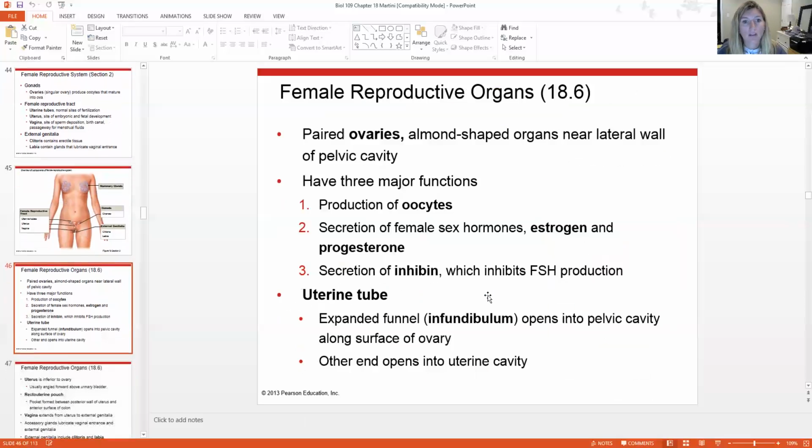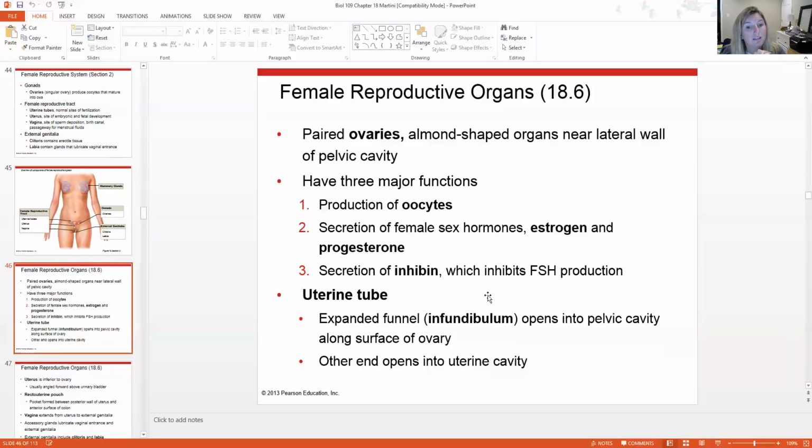Let's talk about the ovaries. The ovaries are paired, so there's 2, 1 on each side. They have 3 major functions: produce the oocytes, secrete female sex hormones, estrogen and progesterone, and they also secrete inhibin. So they're very analogous to the testes. They produce the gametes, they secrete hormones, and they secrete inhibin. Same thing that the testes do, it's just the female version.